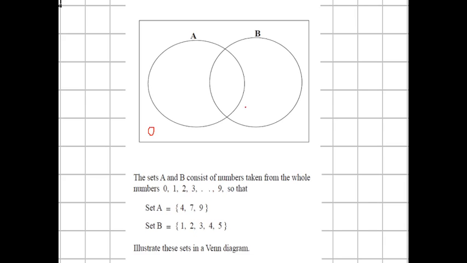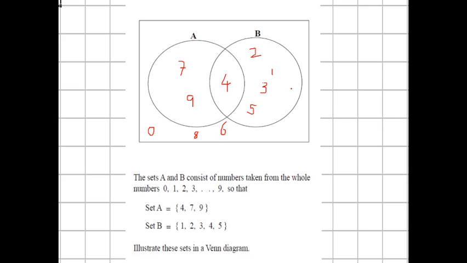1 is only in set B. 2 is only in set B. 3 is only in set B. 4 is in both. 5 is only in set B. 6 is not in either. 7 is only in A. 8 is not in either. And 9 is in set A.